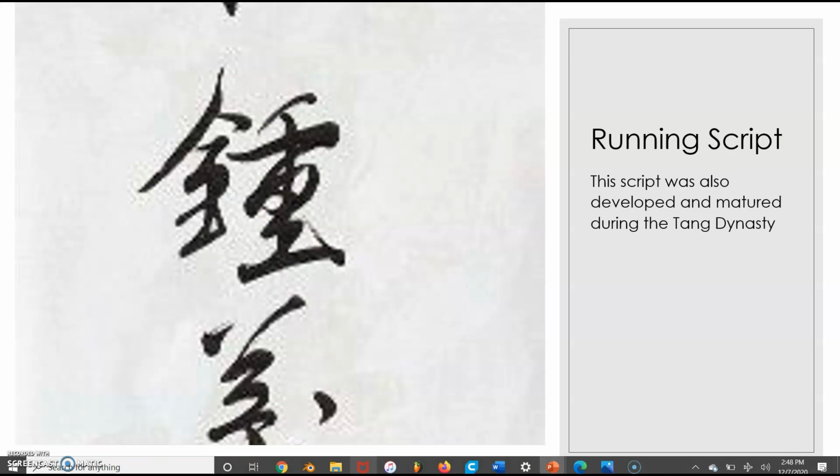Next we have the running script. The running script is basically exactly like the cursive script, but with this script you can take your brush off the paper sometimes. And with this script, it gives you the same feeling as the cursive script of just letting everything flow in a calm, peaceful aura around writing the script down.